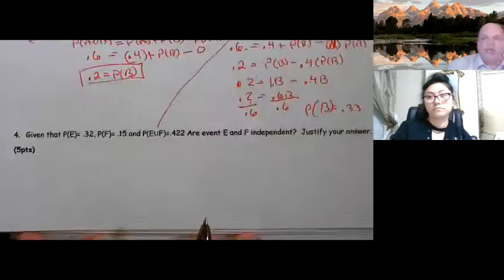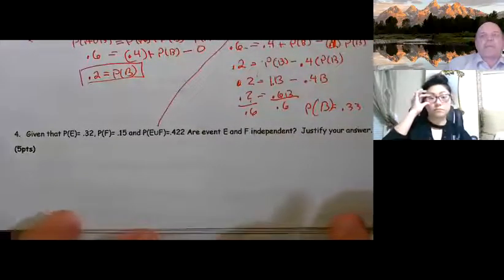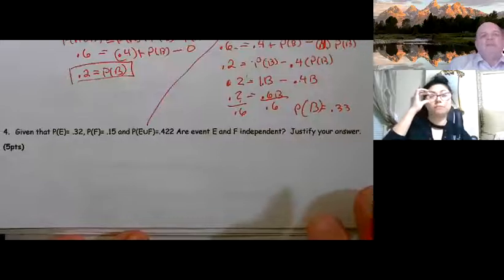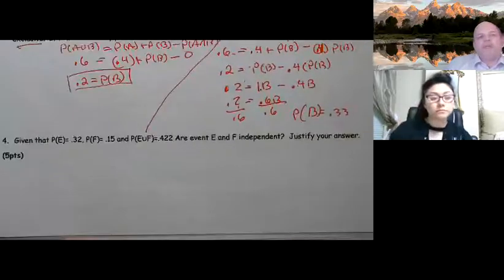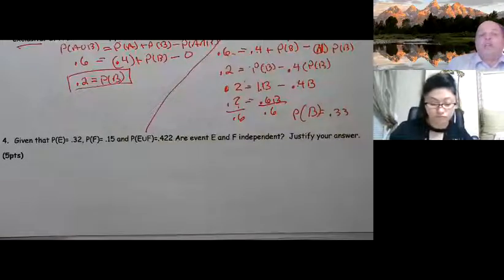Moving on to letter E. Given that the probability of E is 0.32, probability of F is 0.15, and E union F is 0.422, are events E and F independent?